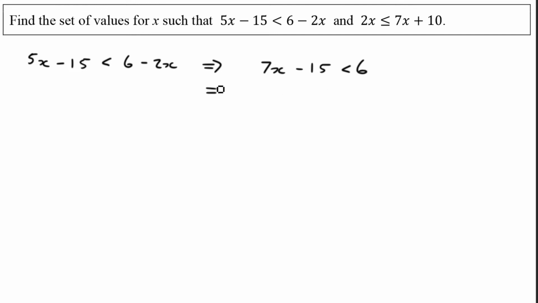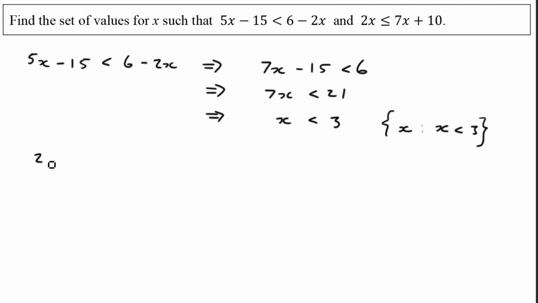And now let's add 15 to both sides. And finally divide through by 7. We have a solution to the first inequality, or in set notation we could write that as values of x such that x is less than 3.